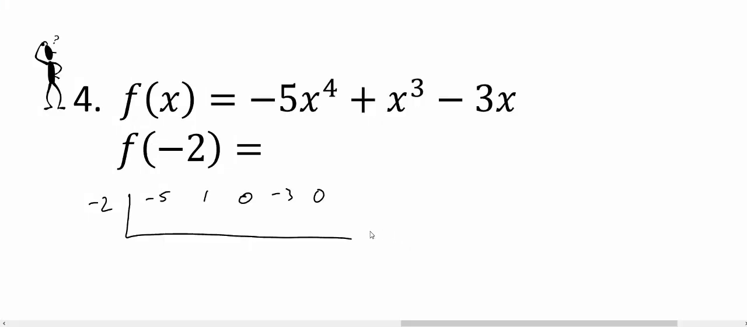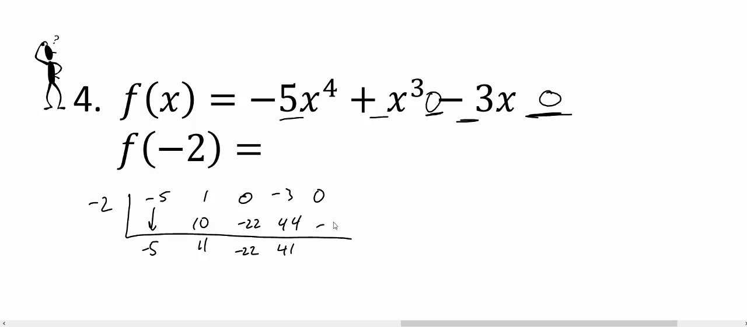Pause the video. Okay, so here's how I set it up. I got -5. I got a 1. There is no x squared term, so that's a 0. -3 is your x term, and there's no number over here, so that's a 0. I got to add those zeros in, otherwise it's going to be wrong. So I drop the first one down. I multiply, add, multiply, add, multiply, add, multiply, add.